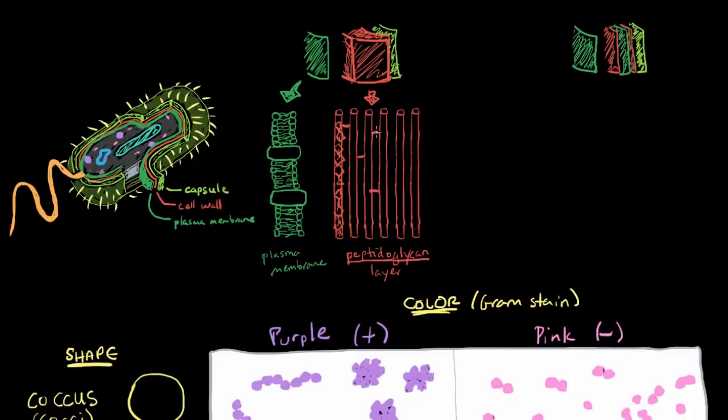Oh, and I just realized this is a little bit of an optical illusion, but there you go. So it's almost like a brick wall with these kinds of connections. So that's where the word peptidoglycan layer comes from. It's just long sugar chains connected by proteins. And then the final layer is the capsule or the slime layer. So that's gram-positive bacteria. So now let's take a look at the other type of structure.